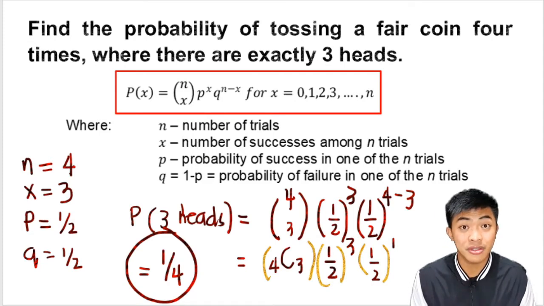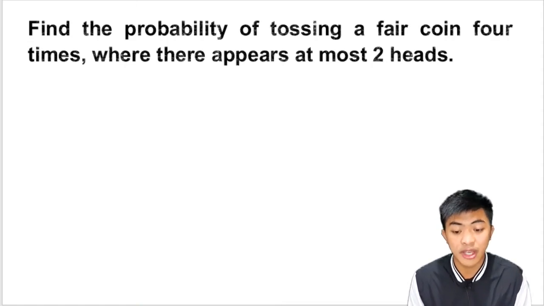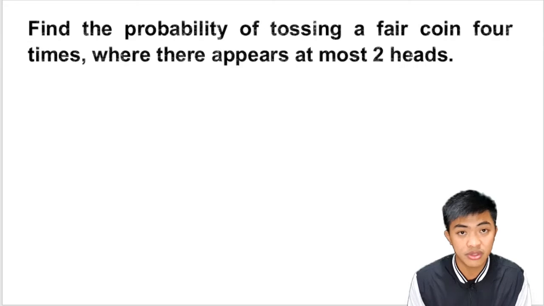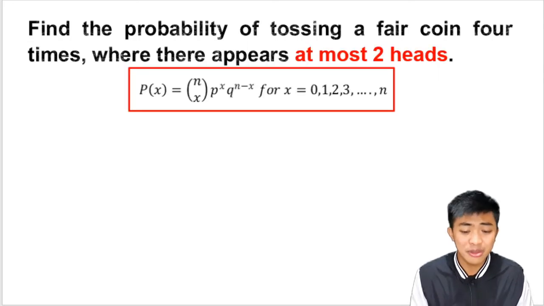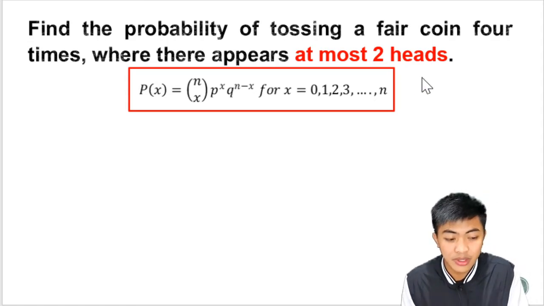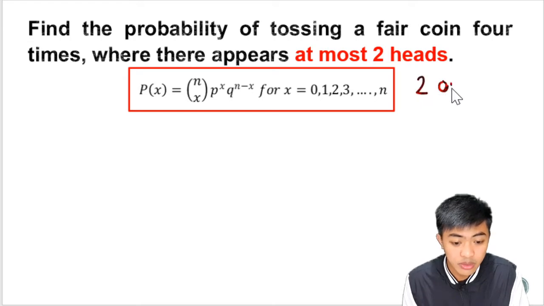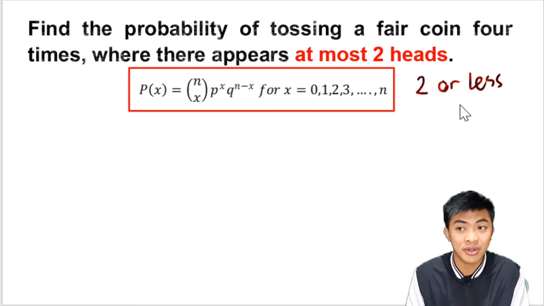Okay, so let's have another problem. Find the probability of tossing a fair coin 4 times where there appears at most 2 heads. Actually, this is a very similar problem with the previous one. Pero dito yung sinusolve natin na probability is yung makakakuha ng at most 2 heads. Ano ba ang ibig sabihin ng at most 2 heads? When we say at most, that is maximum of 2 heads. Or we can also term it this way, 2 or less. At most 2 heads, that means 2 heads or less.